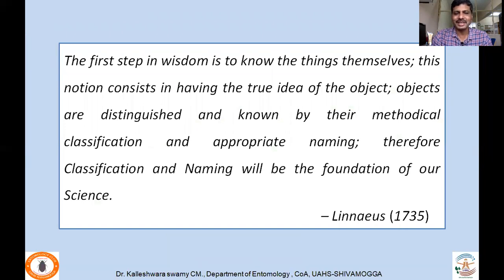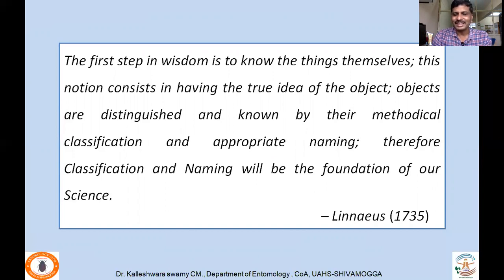I'll end this lecture with a very important quote by Linnaeus, so that I can link this lecture with the third lecture of insect systematics. The first step in wisdom is to know the things themselves. This notion consists in having the true idea of the object. Objects are distinguished and known by their methodical classification and appropriate naming. Therefore, classification and naming will be the foundation of our science.